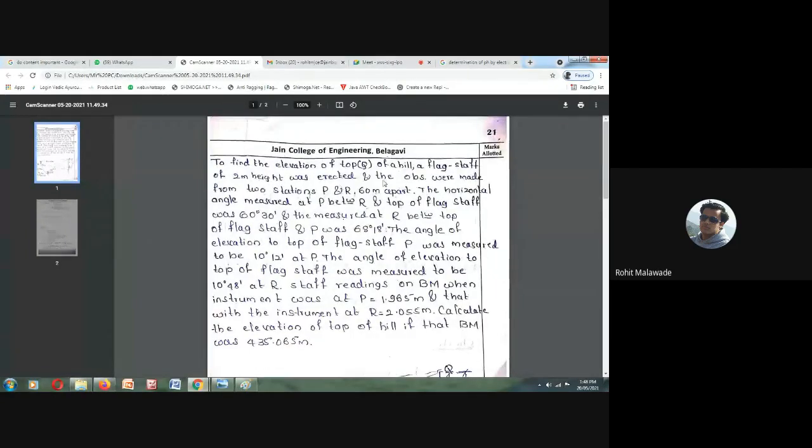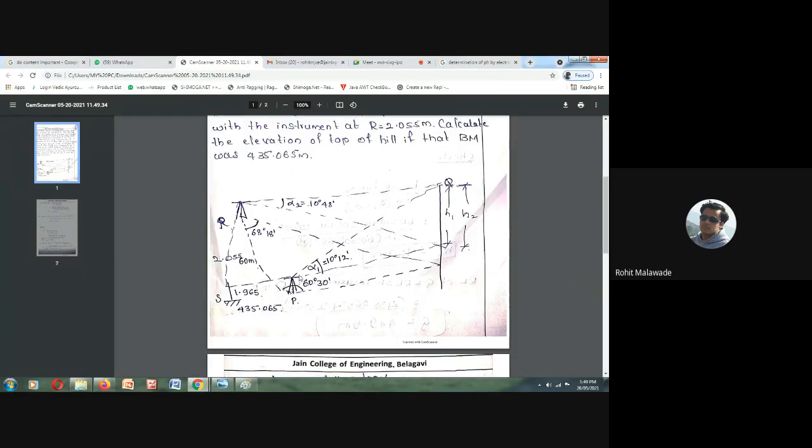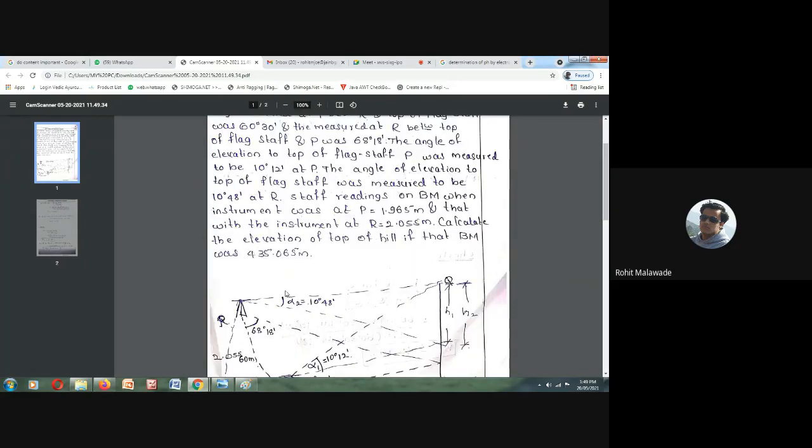A flag staff was erected, and the observation made from two stations P and R, which are 60 meters apart. So this distance is B. They are 60 meters apart from each other. The observations are made from P and R.